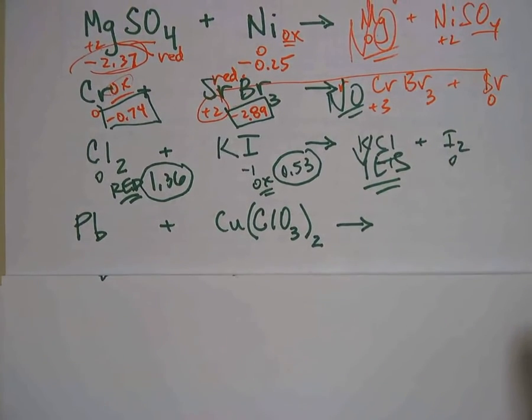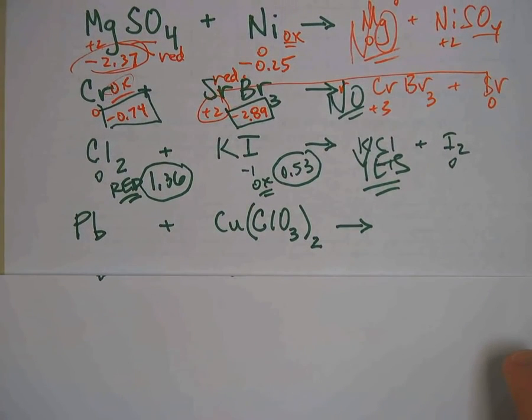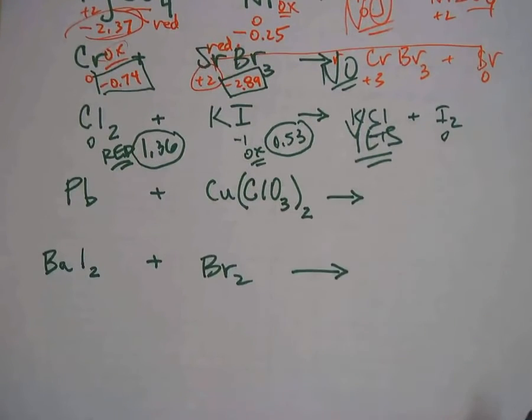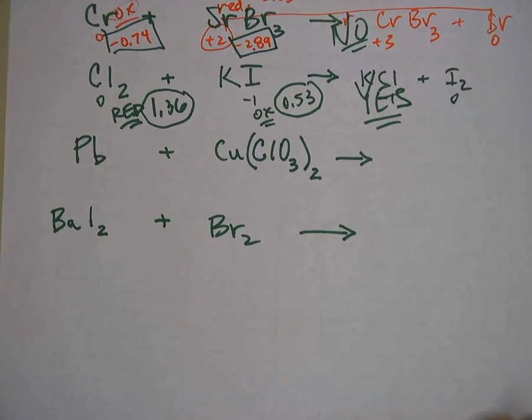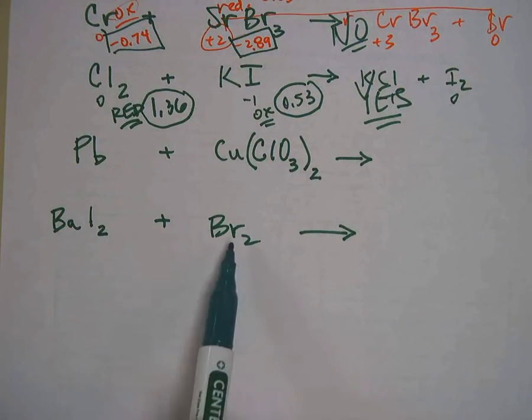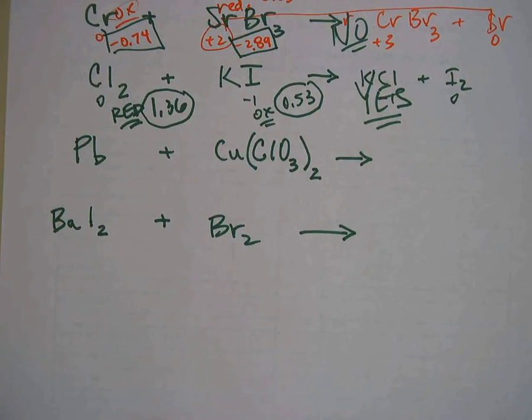Okay, let's take a look at the next one. This is another one where I want you to pause the video and see if you can do it. Actually, I'm going to give you 2 right now. Pause the video now and write down both of these, have your periodic table out, and see if you can predict whether these will happen. One of them is a cation replacement. This one's another anion replacement. And see if you can make them happen.